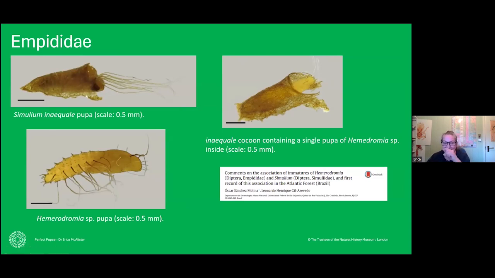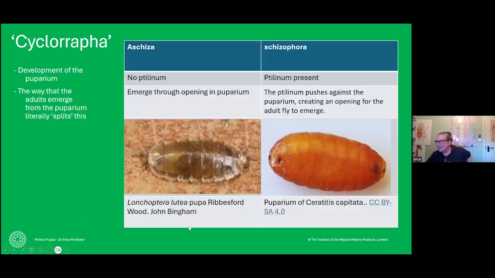And not only do that, the little cheeky things, they will often then use their cocoon as a little place for them to pupate themselves. So they have a nice food, and then they have a nice house created by this quite nice synergy going on. Moving on to the higher flies.